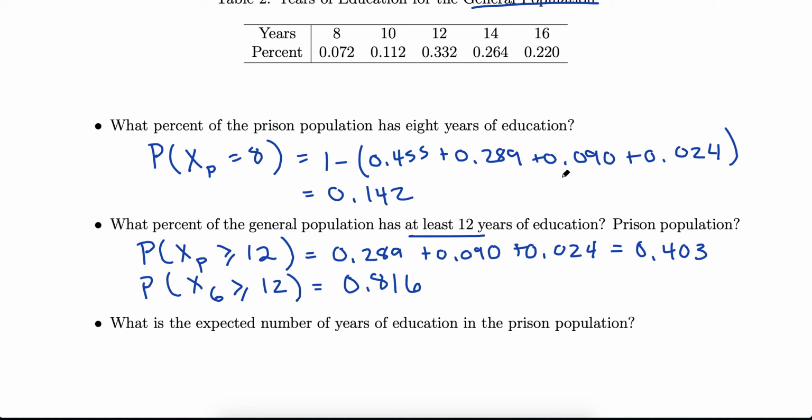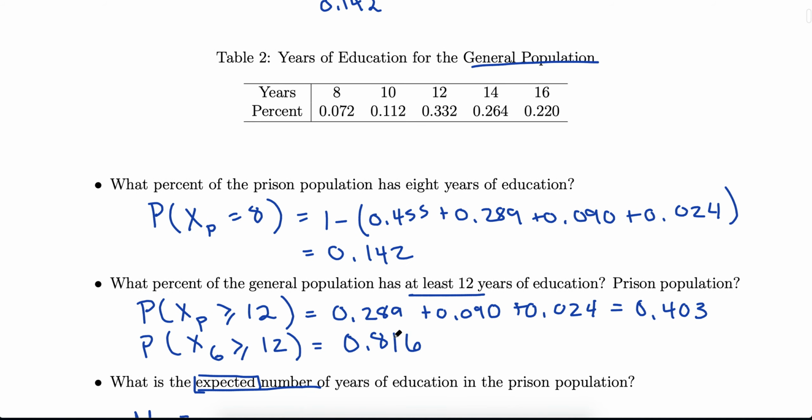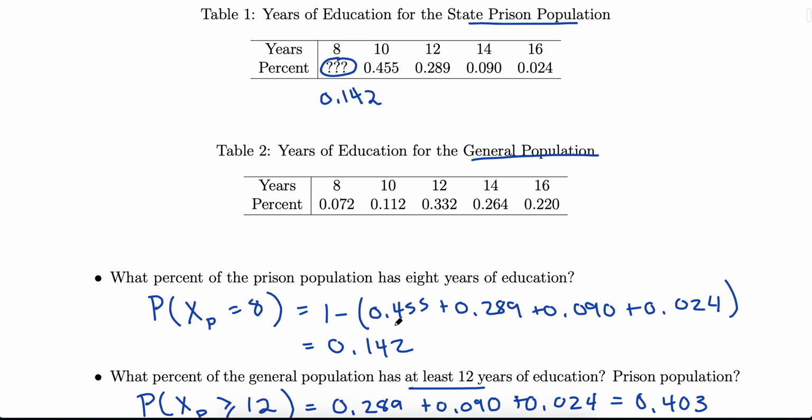Next part, it's asking about the expected number of years of education. So this should be your keyword that stands out here, the expected. And in your mind, we just talked about that. You should think that's a fancy word for average. So we're going to use that symbol mu. And we're talking about the prison population. So this is our weighted average. We're not going to go collect data. We're going to use this information available to us.